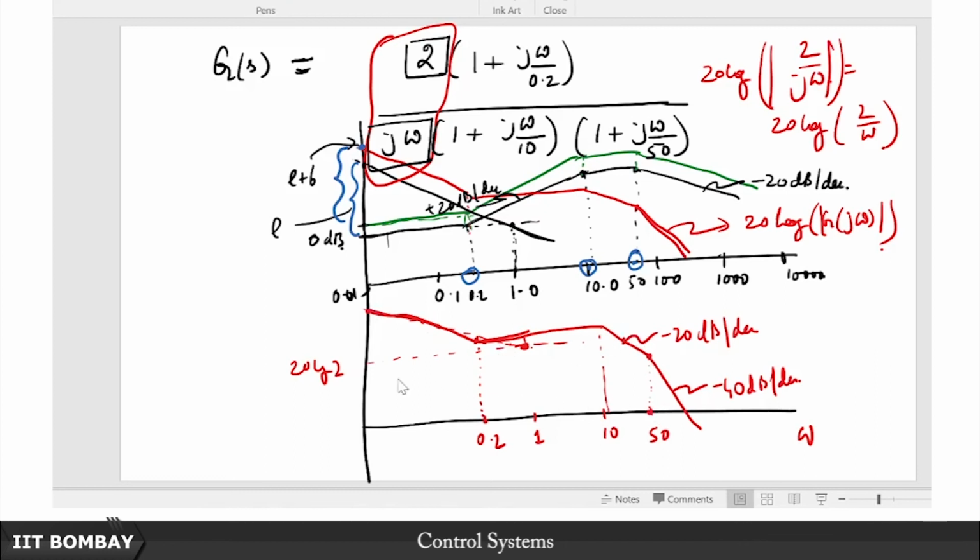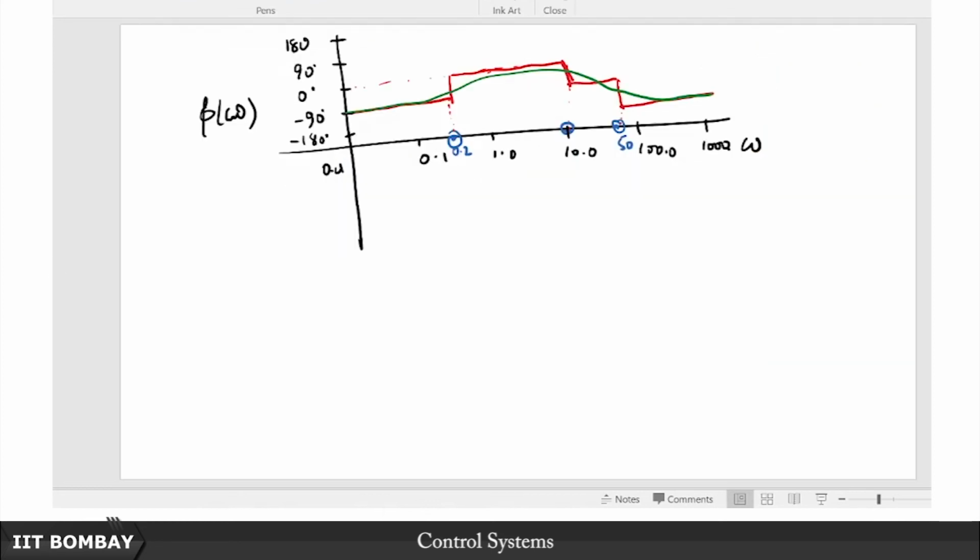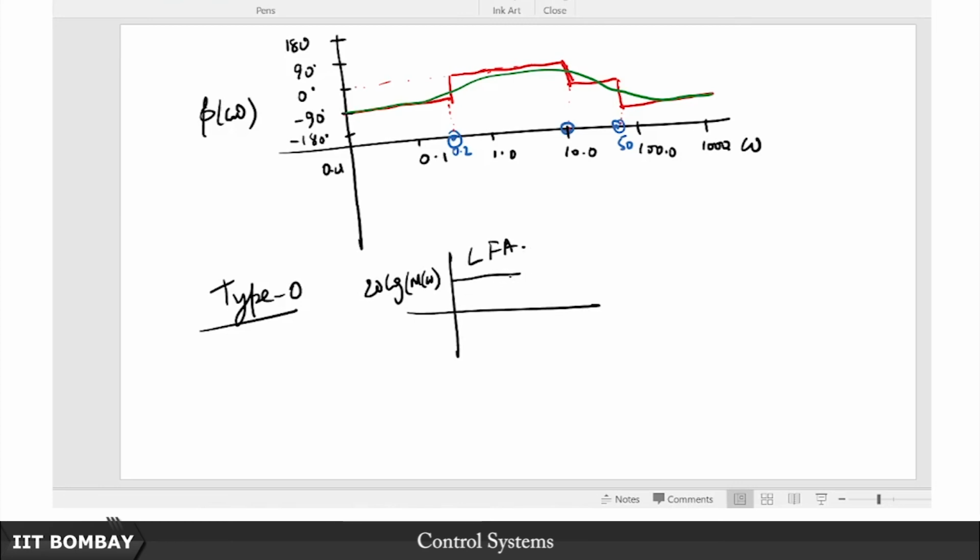That is going to be a pretty easy job. So the important observation is that if you have a type 0 system, there is no integrator, you will see that the low frequency asymptote of the magnitude plot, 20 log M omega, would be some constant line like this. Yeah, this is the low frequency asymptote.